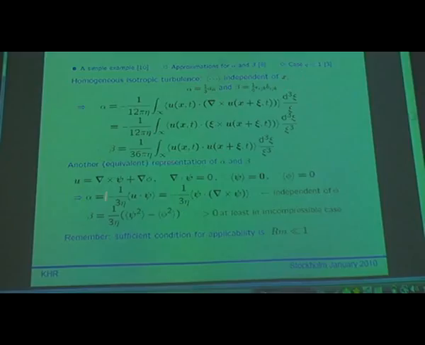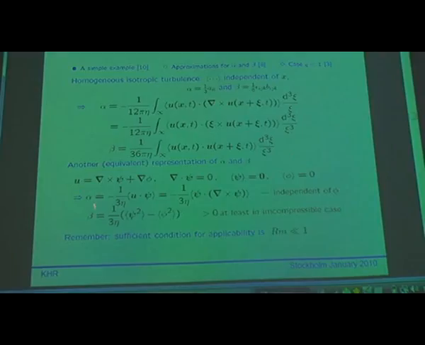And what we find is this: we have now an expression for alpha, where we have again u, curl u, but now u at a point x, and curl u at a point x plus psi, and this is integrated in a certain way over psi, and for beta a corresponding relation.